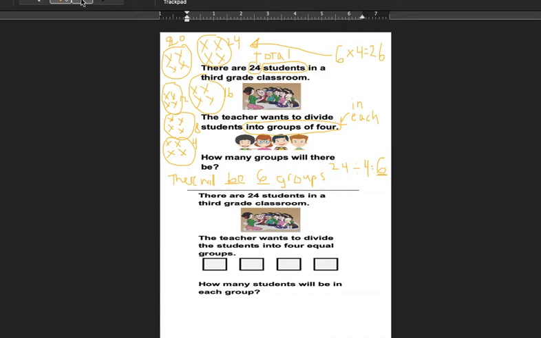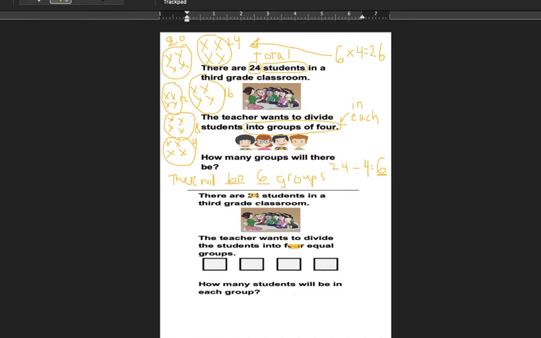Now, we're going to go to the second problem that looks a little bit similar, but in some ways it's different. On the bottom, it says there are 24 students in a 3rd grade classroom. The teacher wants to divide the students into 4 equal groups. Now, on the first read, always try to figure out what the story is about without any numbers. So let's just eliminate the numbers for now. Cross that out, and cross that out.